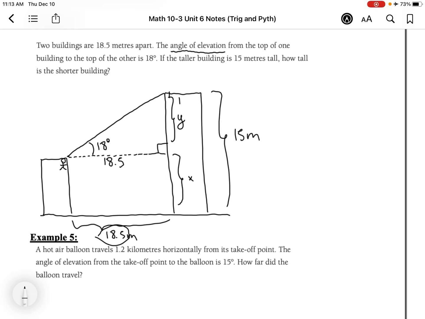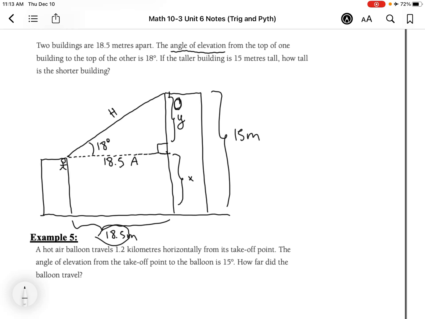Now within this right triangle, the one with 18 degrees in it, I've got to label my sides because I've got to use trigonometry here. So let's do that. Well, here's my right angle. Across from it is my hypotenuse. My 18 degrees, that's the angle that I'm going to use to label. Across from that is my opposite. So my opposite side is y. And then the 18.5 is my adjacent.